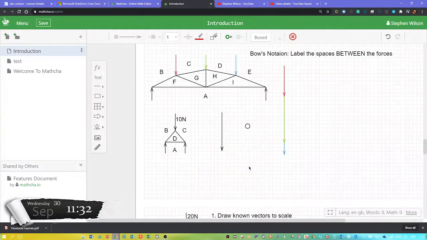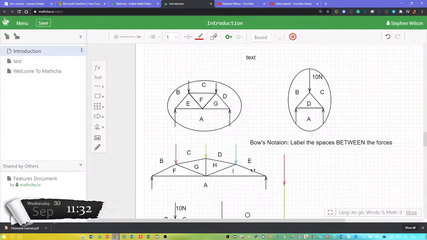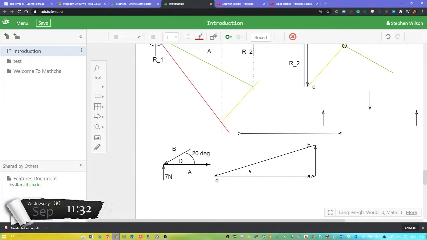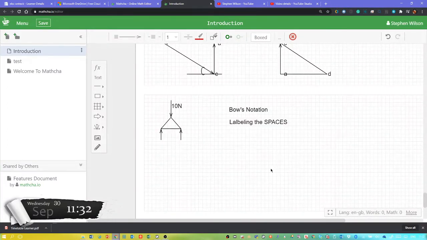So today, you see all those letters as I'm scrolling down. We're going to look at why we put those letters in there, and how we do that. That's the first thing we're going to look at, and that's called Bow's notation. It becomes useful as we start to do our vector diagrams. So, Bow's notation: we label the spaces.